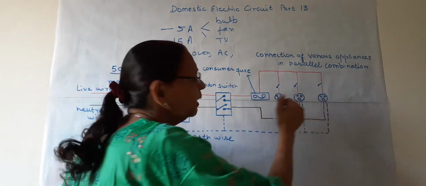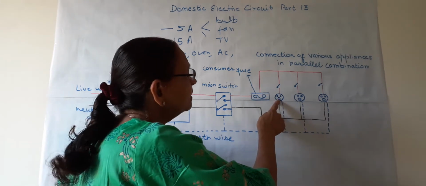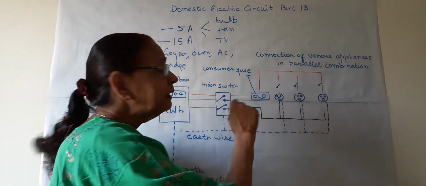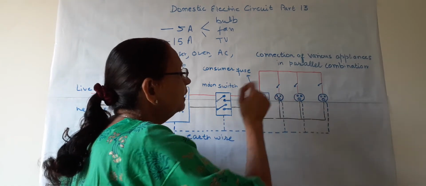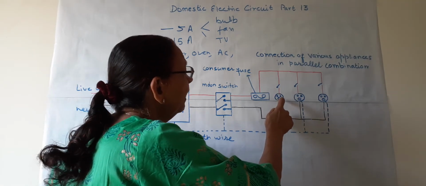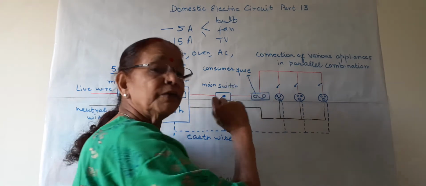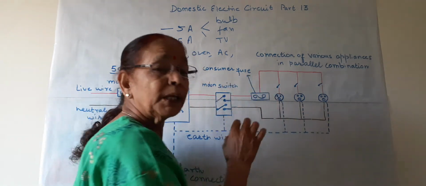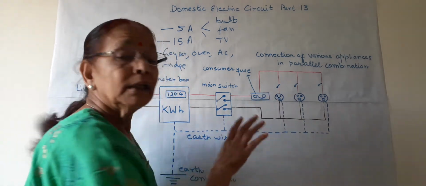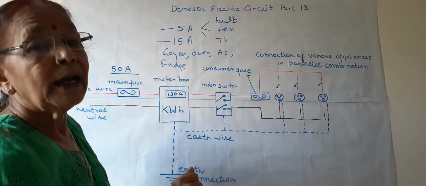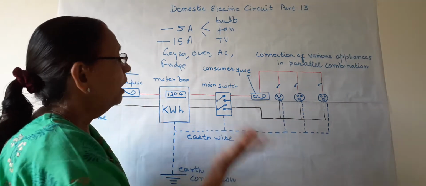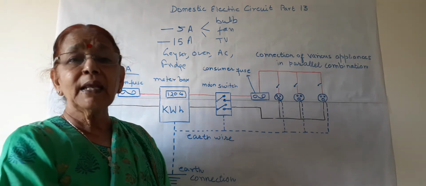So we will have this 3-pin socket. This hole is bigger, for earth. These two smaller holes are there: one is for the live wire, the other is for the neutral wire. So the circuit will be completed and the earthing is done from this bigger hole. The pin is there, and if some leakage is there, the current will go in the earth and it prevents shocks to us. So this is about the domestic electric circuit.